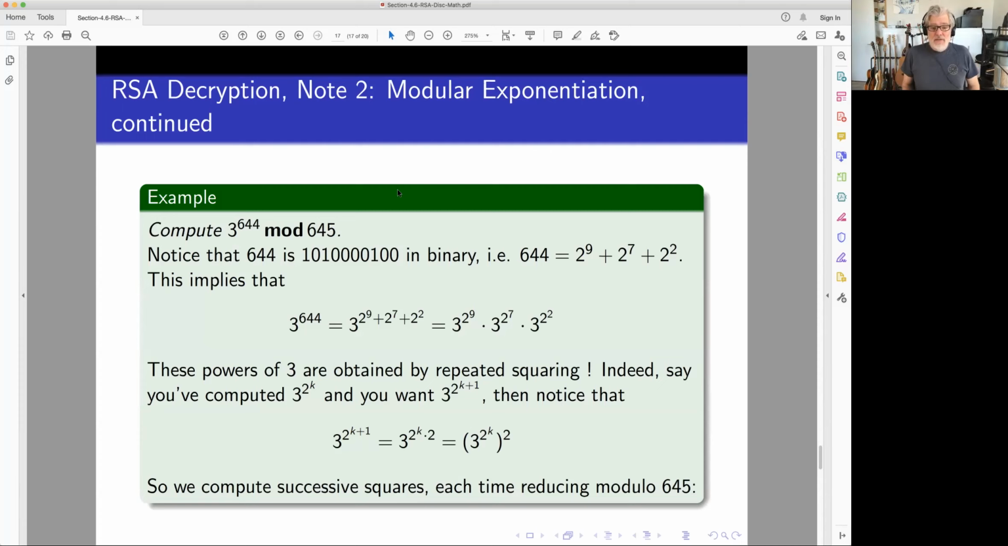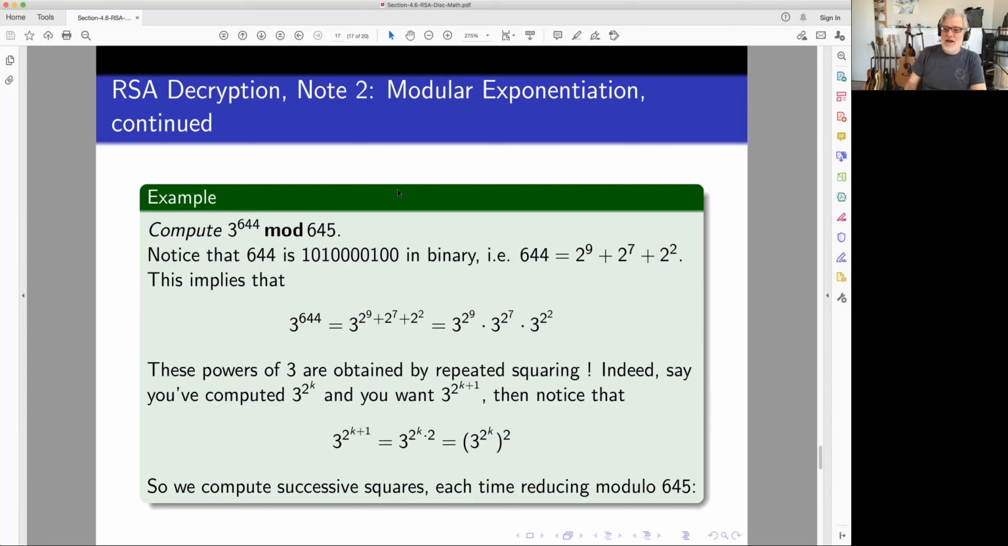So if you rewrite 644 as a sum of powers of 2, then 3 to that power can be written as 3 to the power 2 power 9 plus 2 power 7 plus 2 power 2, which can be split up as a product, right? So it's 3 to the power 2 power 9 times 3 to the power 2 power 7 times 3 to the power 2 power 2.